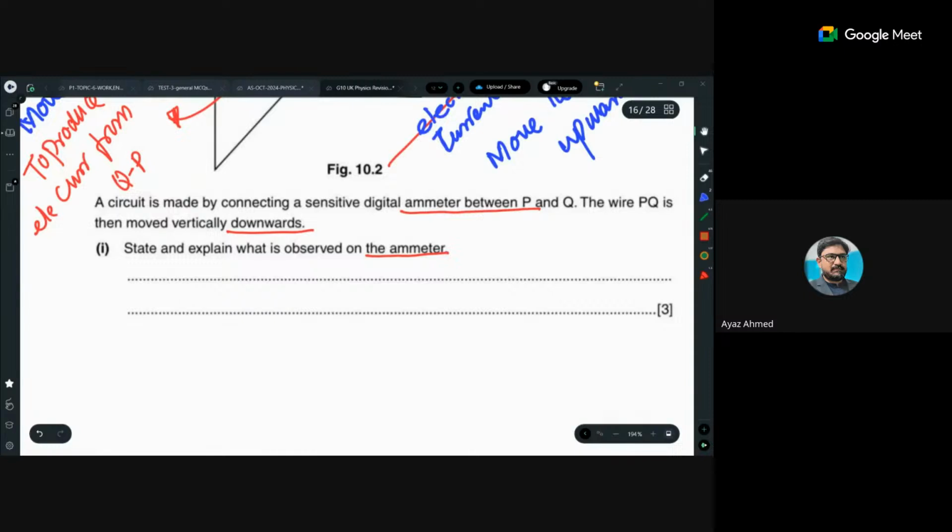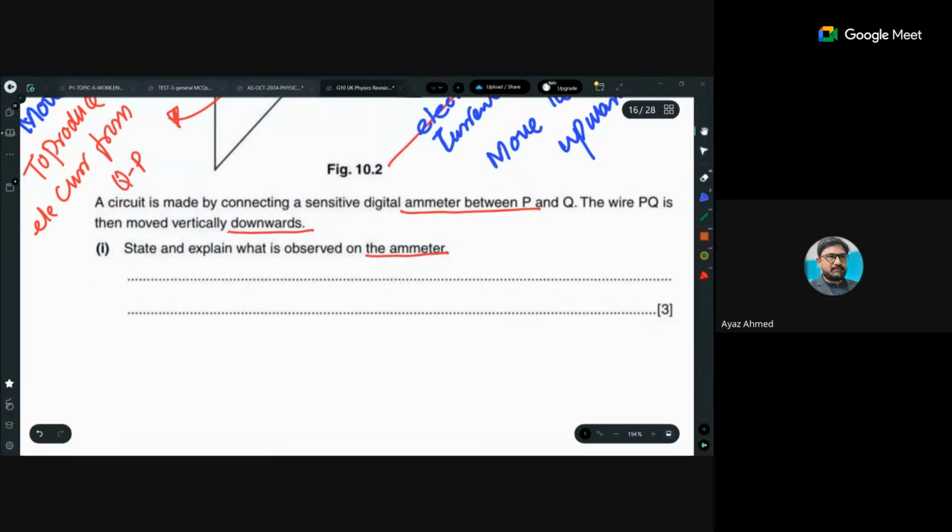State and explain what is observed on the emitter. It is a 3 marks question. First I will state. The statement will give you 1 mark. You can just give a heading, it does not matter, but you have to state it.